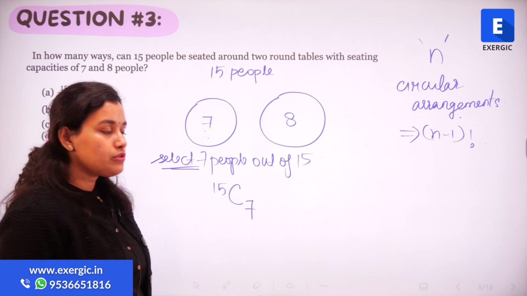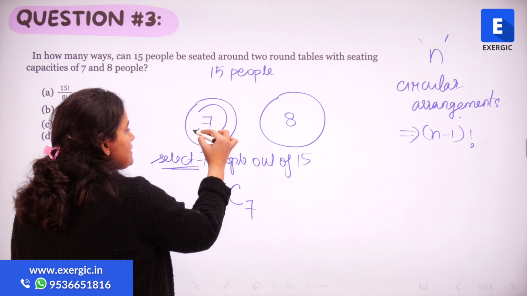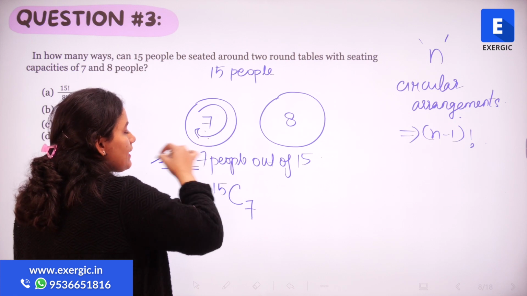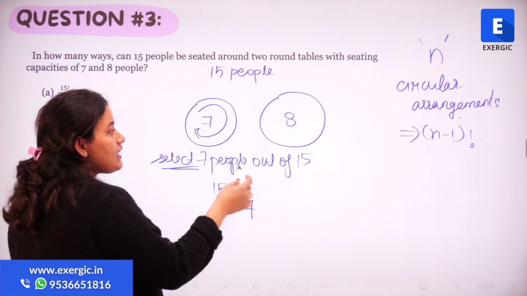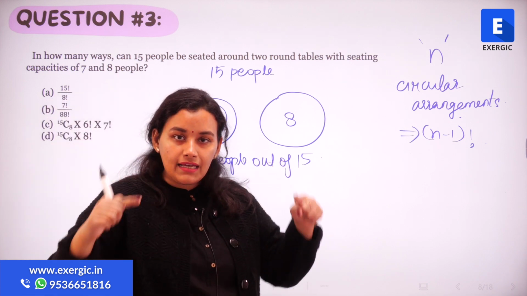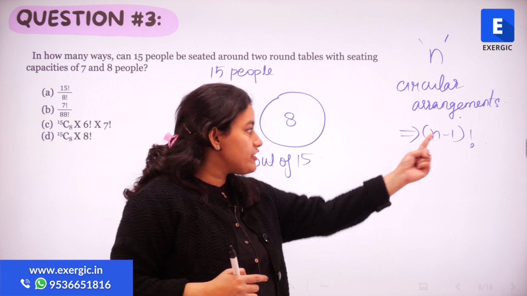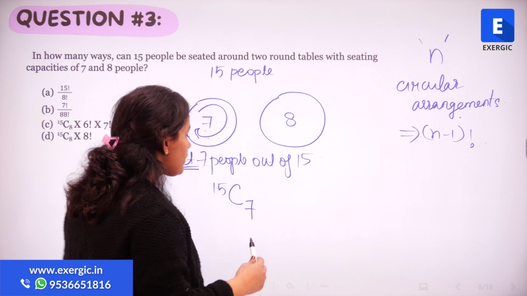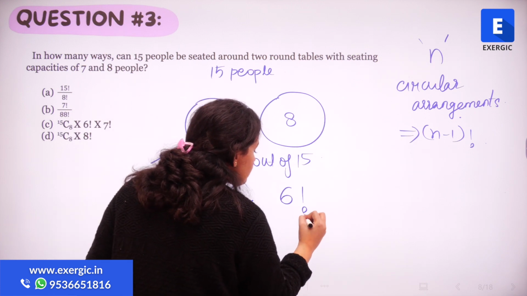Then what am I going to do? I'm going to arrange these 7 people. These 7 people can be arranged among themselves. In how many ways can 7 people arrange among themselves when they are sitting in a circular manner? We just saw it will be 7 minus 1 factorial. That is, it is going to be 6 factorial.